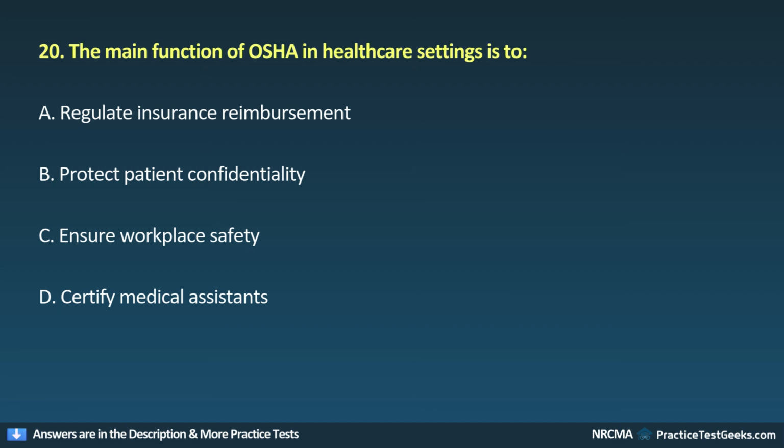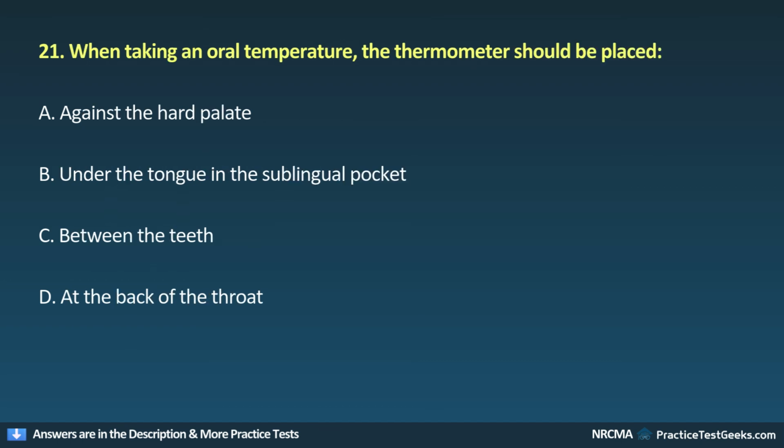20. The main function of OSHA in healthcare settings is to A. Regulate insurance reimbursement. B. Protect patient confidentiality. C. Ensure workplace safety. D. Certify medical assistance. 21. When taking an oral temperature, the thermometer should be placed A. Against the hard palate. B. Under the tongue in the sublingual pocket. C. Between the teeth. D. At the back of the throat.